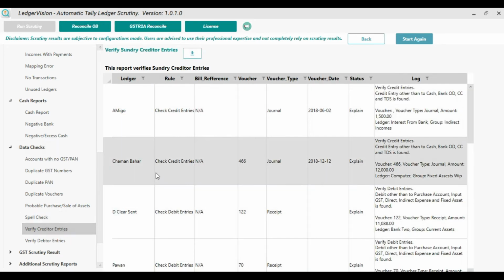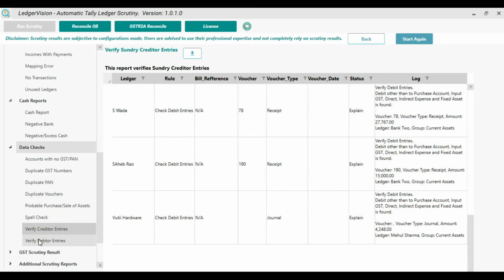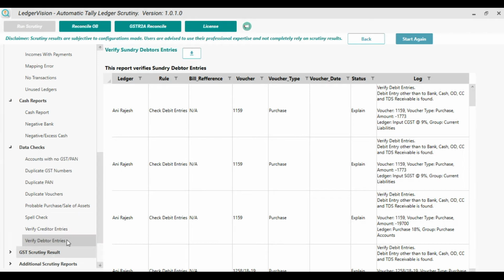These are the creditor entries. As per basic accounting principle, there should not be credit entry to creditor other than cash, bank, OD, CC or TDS. So if at all any other entries are there at the credit of creditor, that means if there are adjustment entries, all those adjustment entries will be listed over here. Similarly, all adjustment entries are listed in debtors.